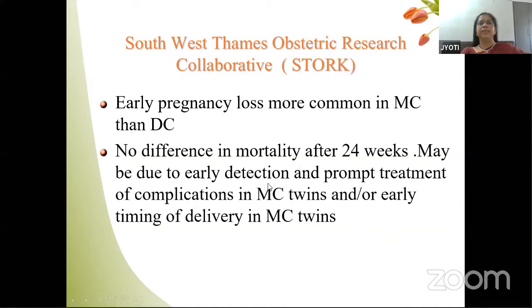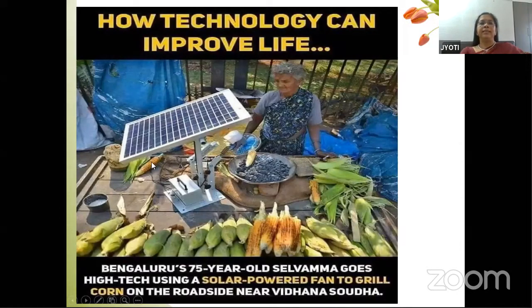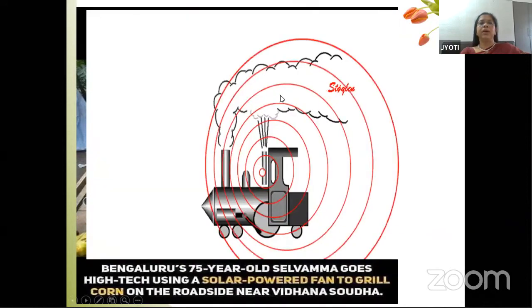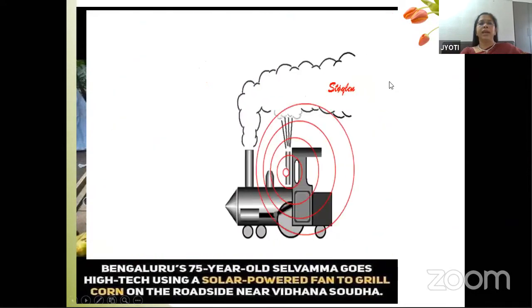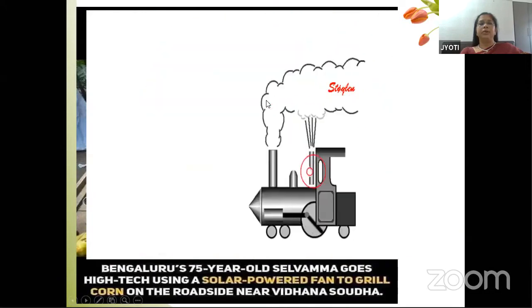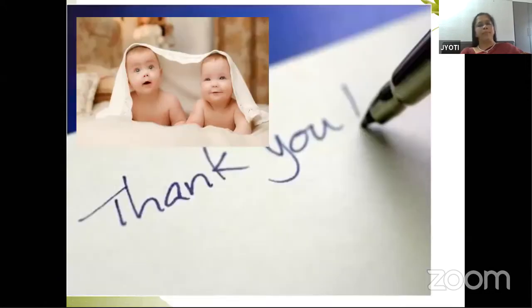No difference in mortality after 24 weeks. It may be because we are able to detect and promptly treat complications in monochorionic twins and plan an early delivery. So friends, see, the technology has advanced. This lady, 75 years old at Bengaluru, is preparing this corn with solar. So we also have to use our Doppler judiciously and plan a good outcome and give them twins happily. Thank you.